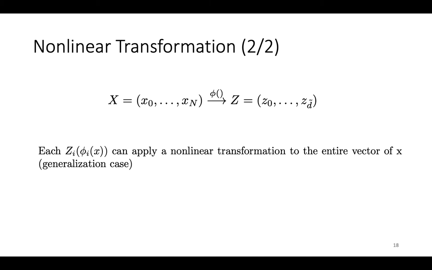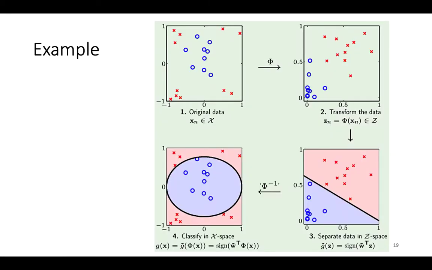So in general, we are interested in applying that phi function to go from x into z space. So your x1 up to xn becomes z1 up to zd. And so that's the generalization case. Let's see an example. I'll post some examples with some solutions to Moodle, so you have some practice as well, because I don't think we have time for more examples on this.